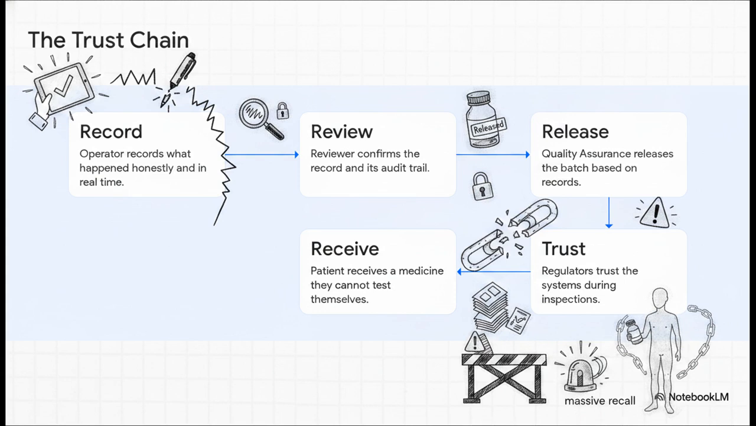So here's the absolutely crucial point. If a single falsified record breaks even just one link in this chain, the whole thing collapses. Every single other record becomes suspect, and the real-world consequences? We're talking warning letters, massive import bans, and huge product recalls.